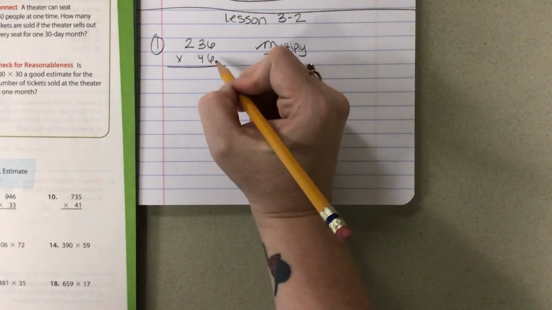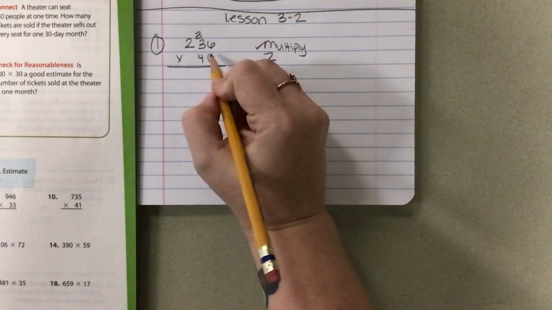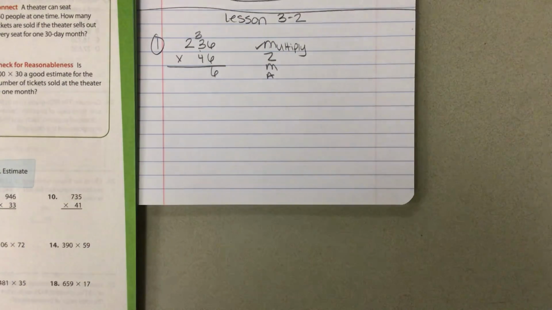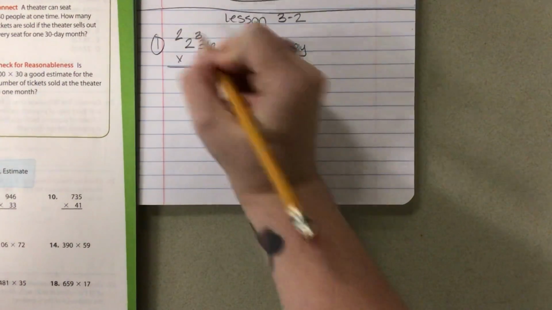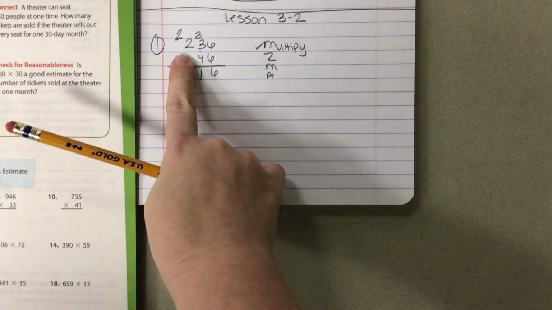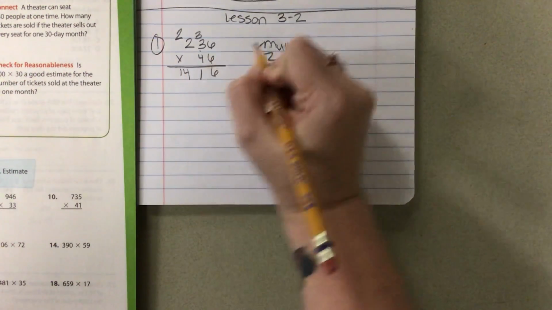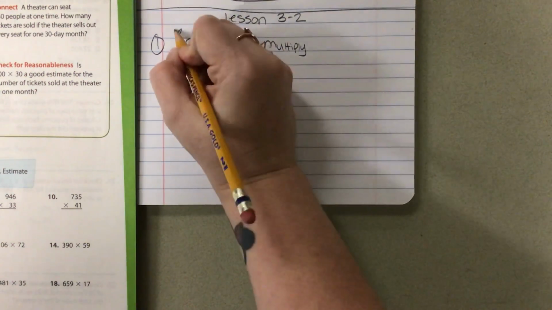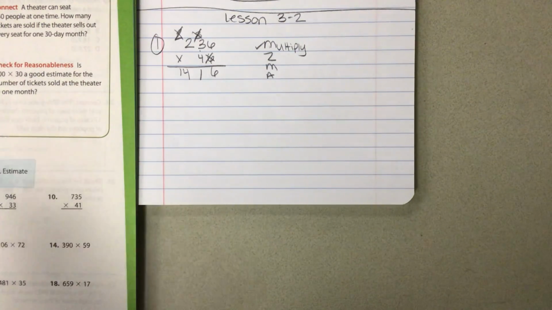6 times 6 is 36. 6 times 3 is 18 plus 3, 21. 6 times 2 is 12 plus 2 is 14. I did my multiplying. I'm done with my 6. I'm done with this 3, and I'm done with this 2. I've used it. I cannot use any of that again.